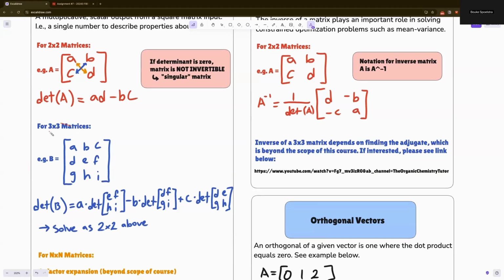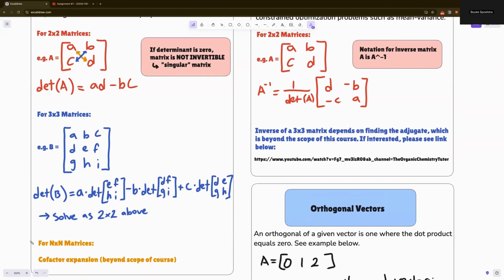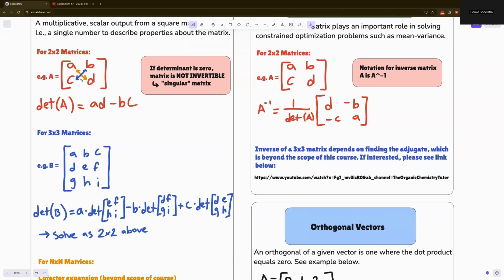The beyond 3 by 3 gets a little bit more complex. You basically need to do cofactor expansion, which just gets a little bit tricky. It's definitely doable, but beyond the scope of this course. The 2 by 2 matrices and the 3 by 3 matrices maybe though, so definitely pay attention to those specifically, and especially the 2 by 2 matrices. This will be what most of our variance covariance matrices will look like for the finance applications once we get to those for the 2 asset portfolios.